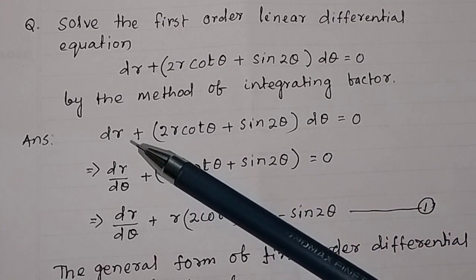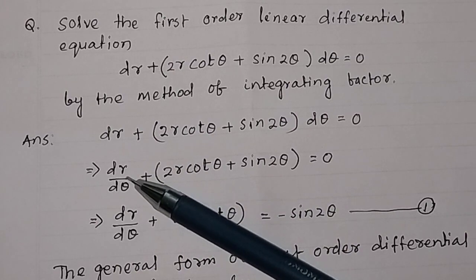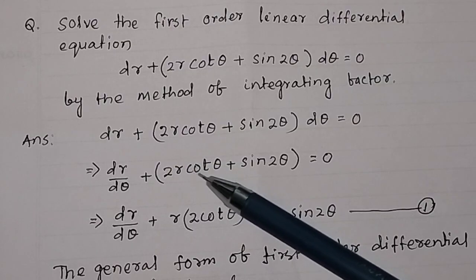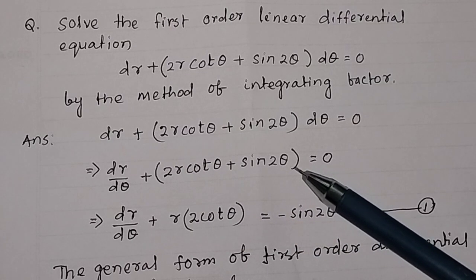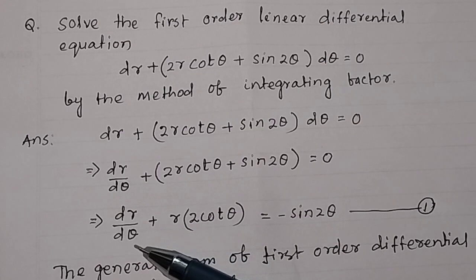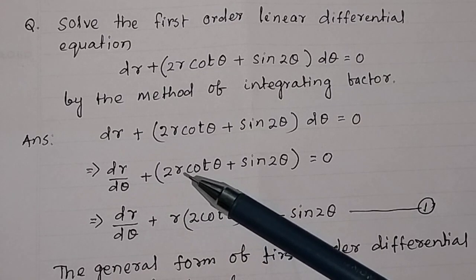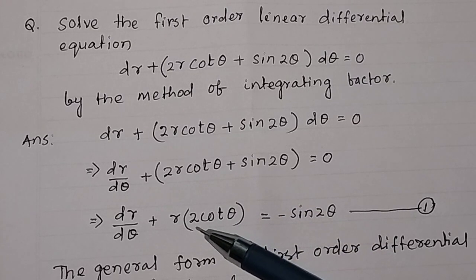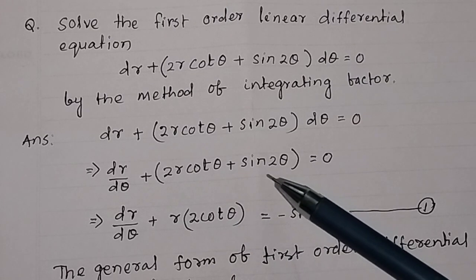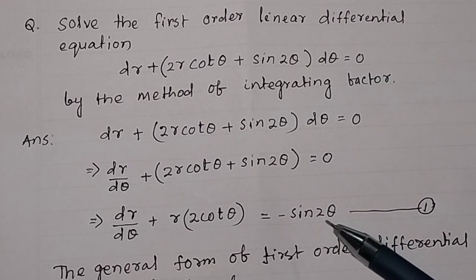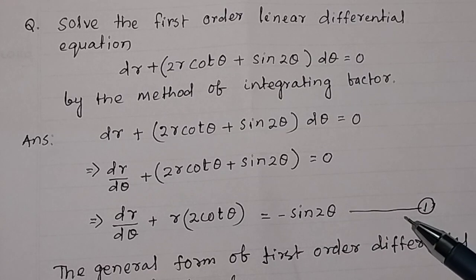So taking the derivative of r with respect to theta: dr by d theta plus 2r cot theta plus sin 2 theta will be equal to 0. So dr by d theta plus, here 2r cot theta you can write like this, r into 2 cot theta, that will be equal to, sin 2 theta you can take to the right hand side, this will be equal to minus sin 2 theta. So this is equation number 1.